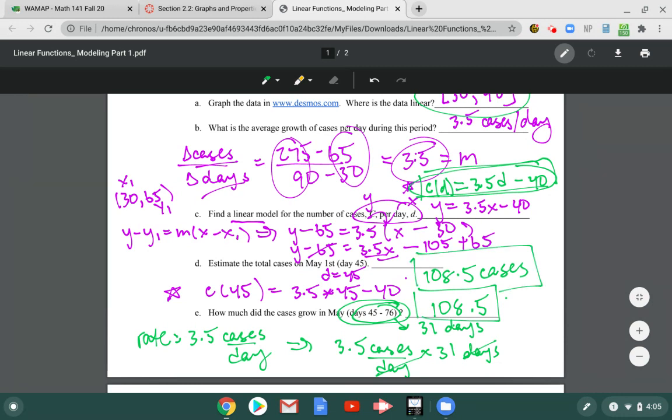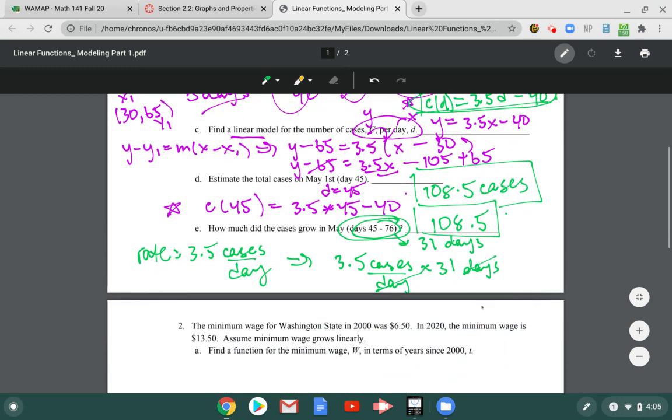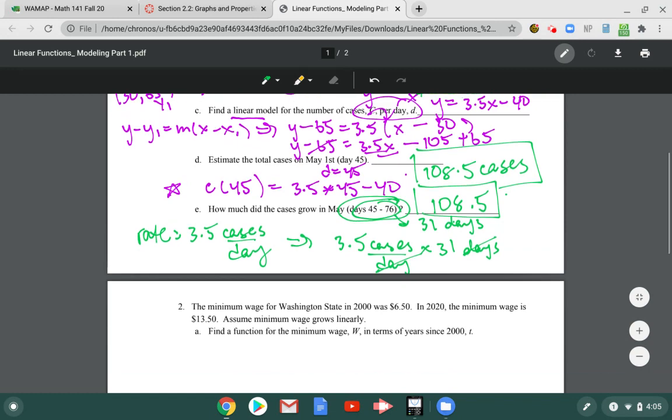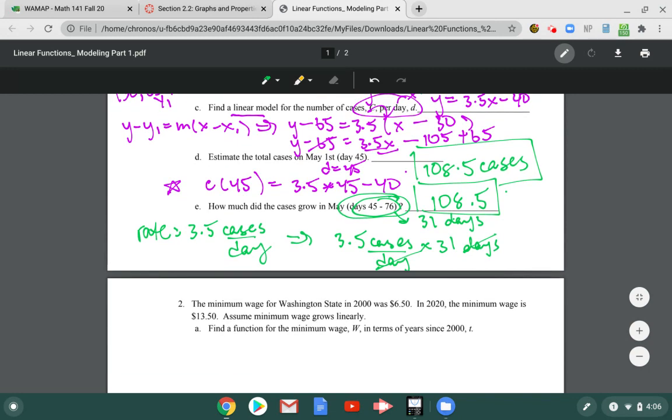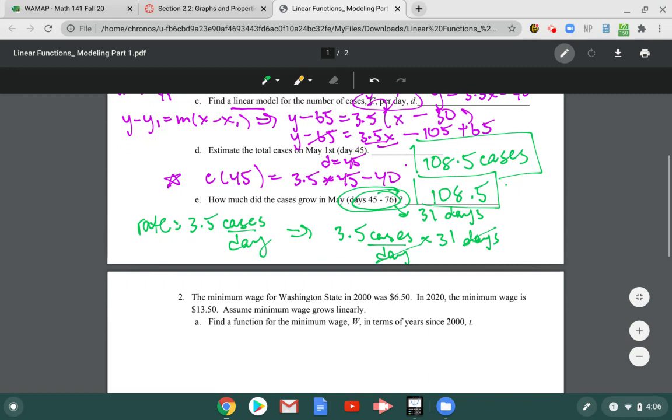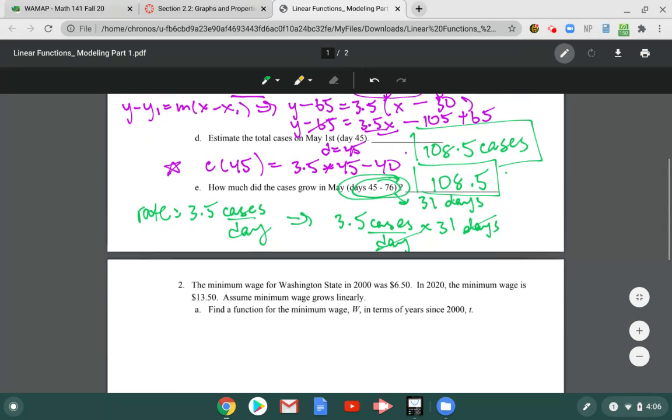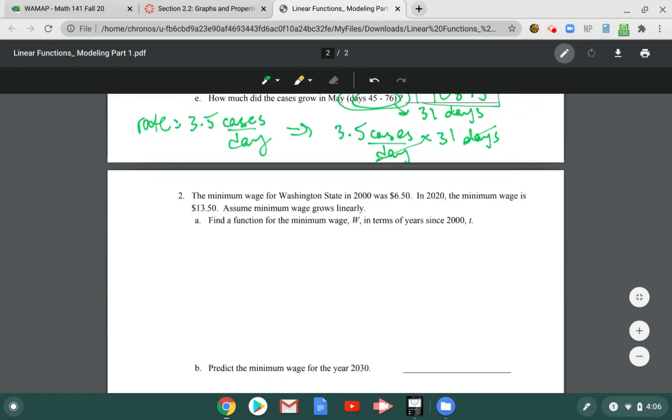Okay, so we were able to use just the rate to figure out by how many the cases grew during that time frame. Interesting though, because the total cases on May 1st was 108.5, and then it grew another 108.5. It's doubling in that time. So that's another interesting way to take a look at what the information is telling us. Okay, number 2.